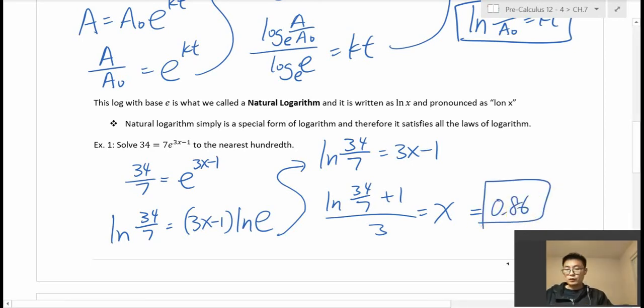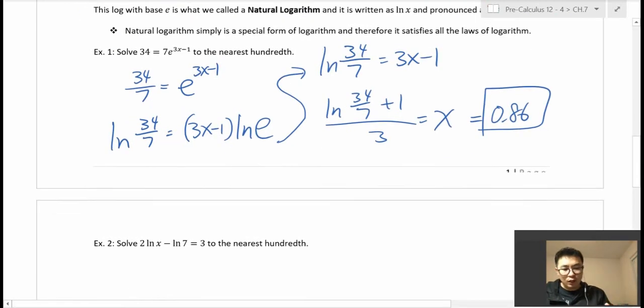Okay, now put the answer. Okay, so that's how you use natural log. Again, that natural log button is also on the calculator, so make sure you find that button because that's for ln. Anytime you deal with base e, you're going to use ln.